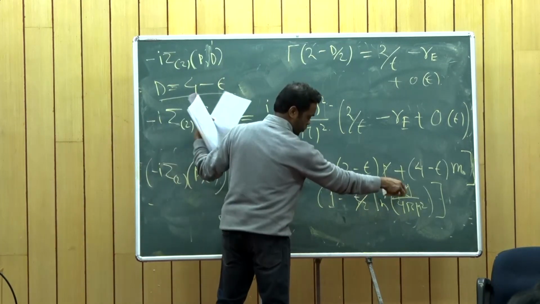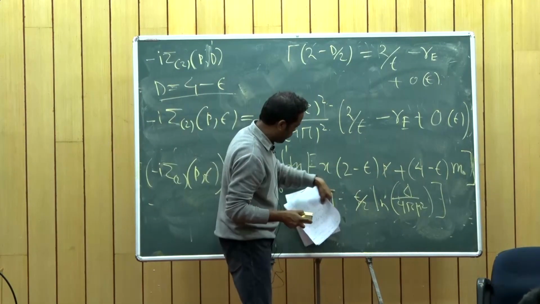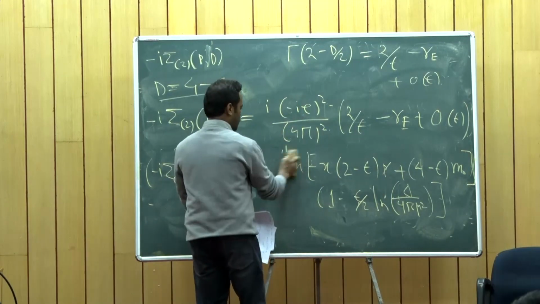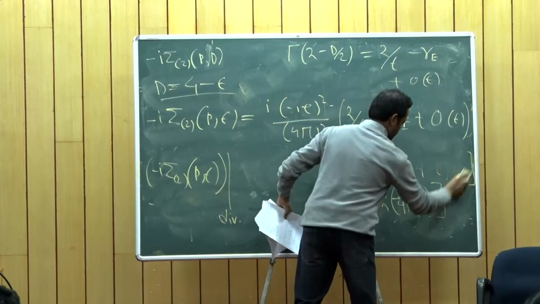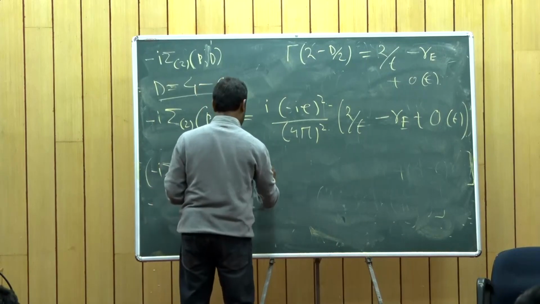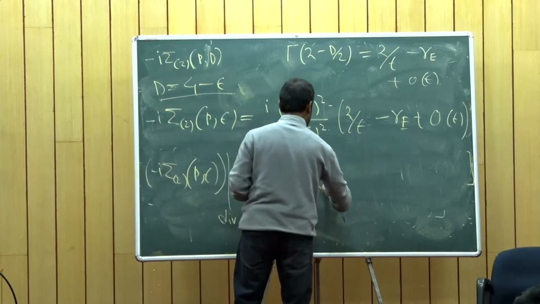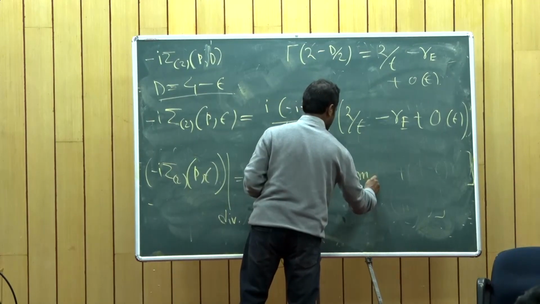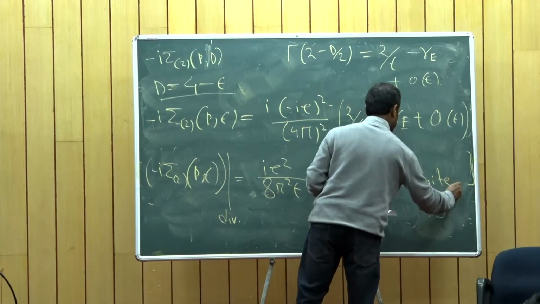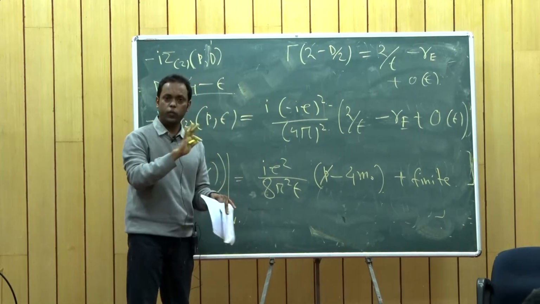This term will not contribute. Remember, this delta is a function of x, so it will not contribute in the x integration, because only the first term is important. This multiplied by epsilon will be finite. So the only contribution that you get for the divergent piece is this quantity, plus finite terms. So this is what you get if you use Feynman gauge.